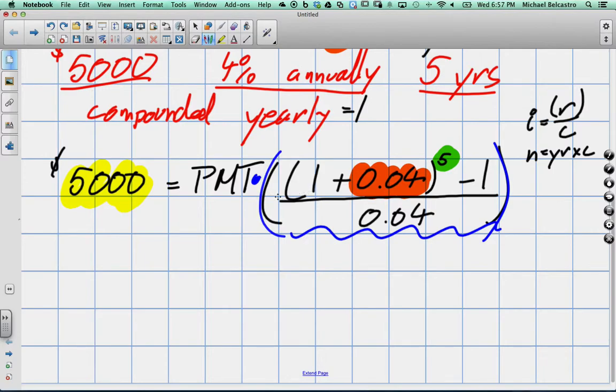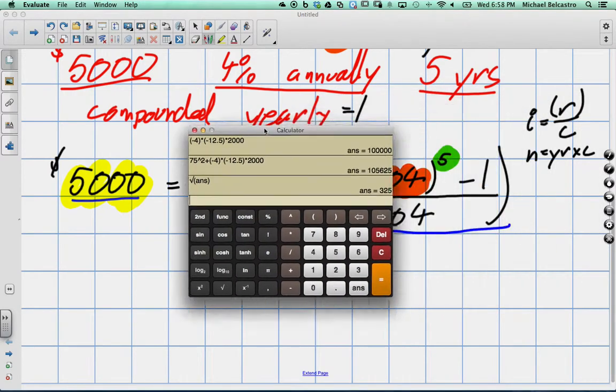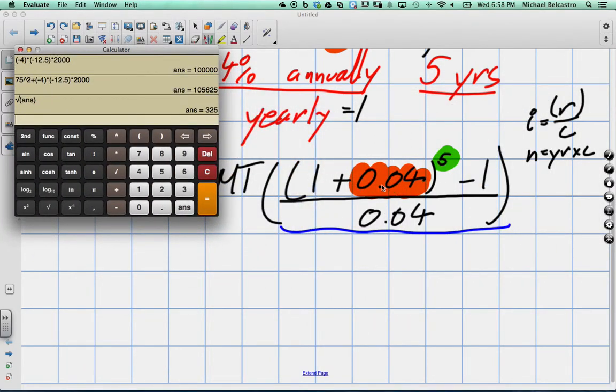So once we have that value, we're going to divide this side by that number and this side, and that'll tell us how much our payments need to be. So let's work this out on a calculator very quickly. I think we can do it all in one shot here. 1 plus this will be 1.04. So we know that 1.04 to the power of 5. And then we're going to be subtracting that value by 1.